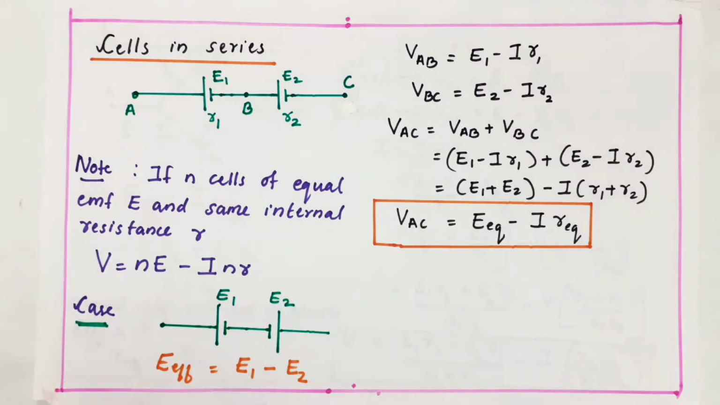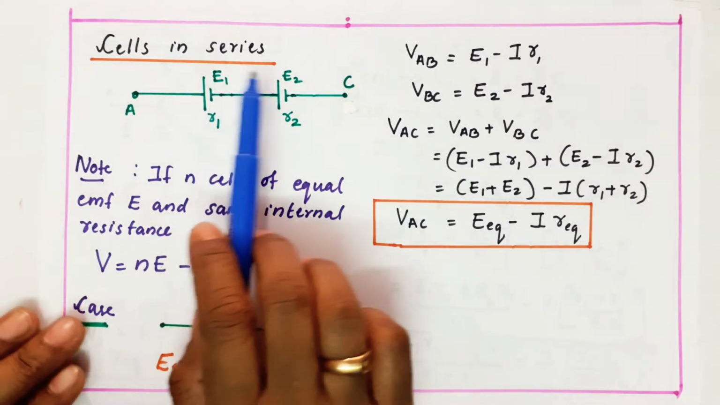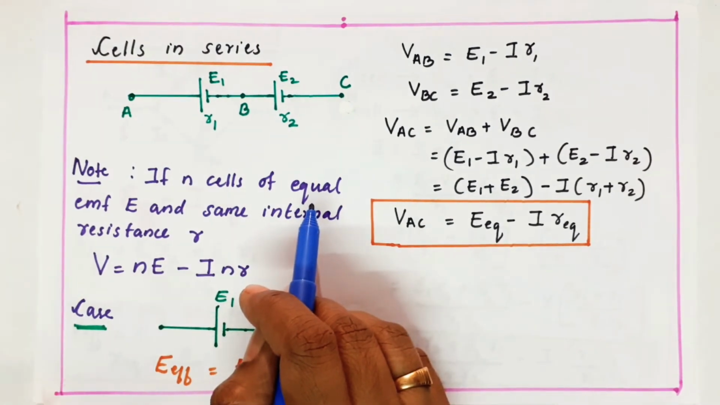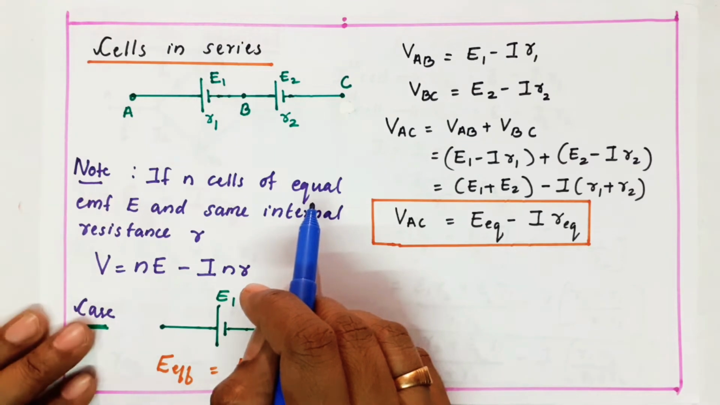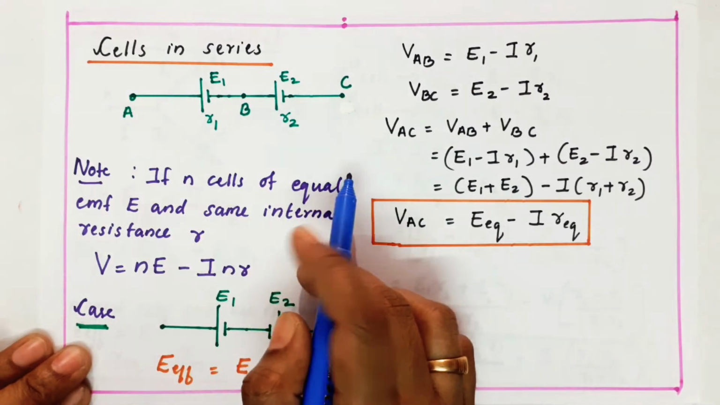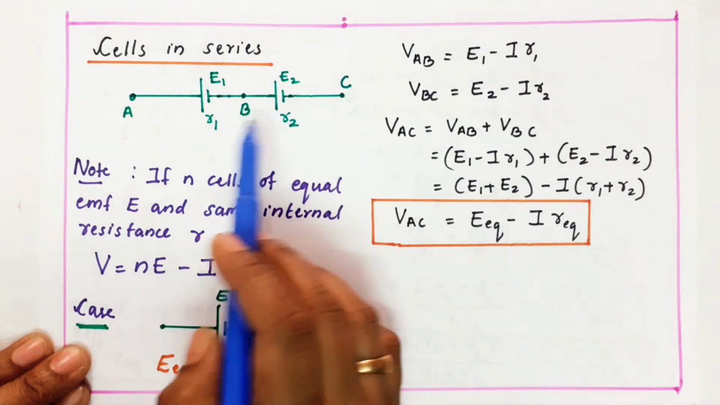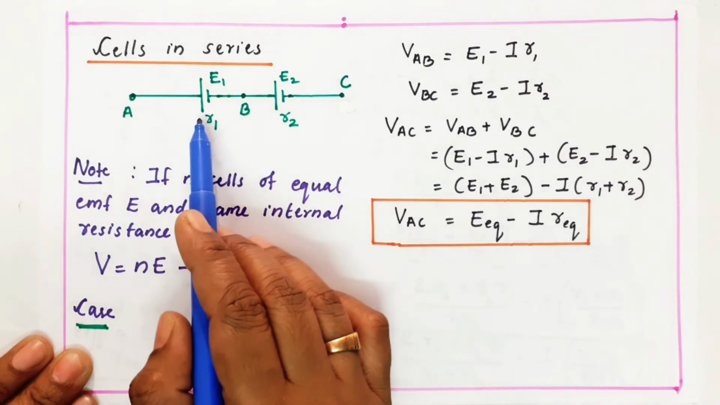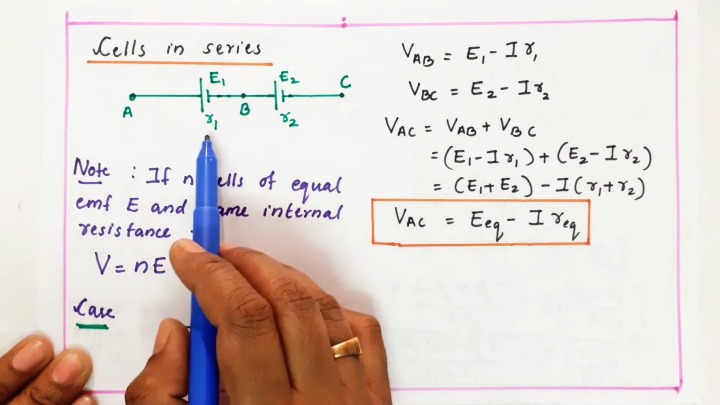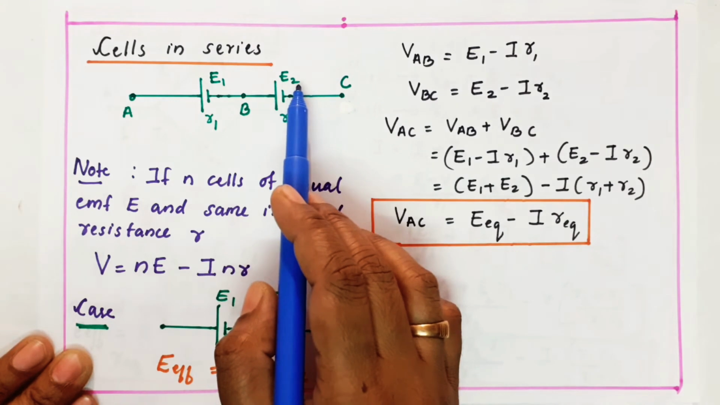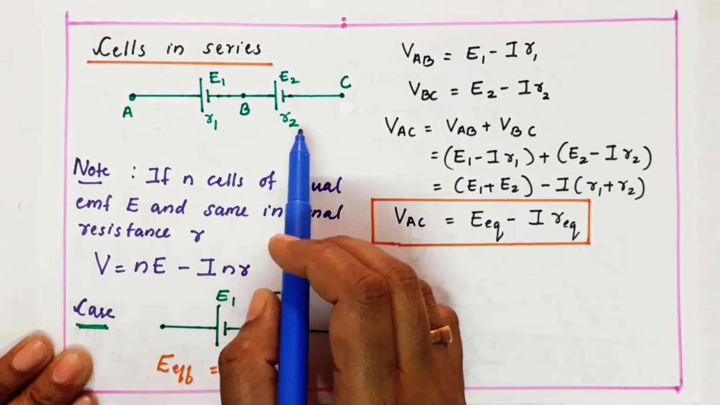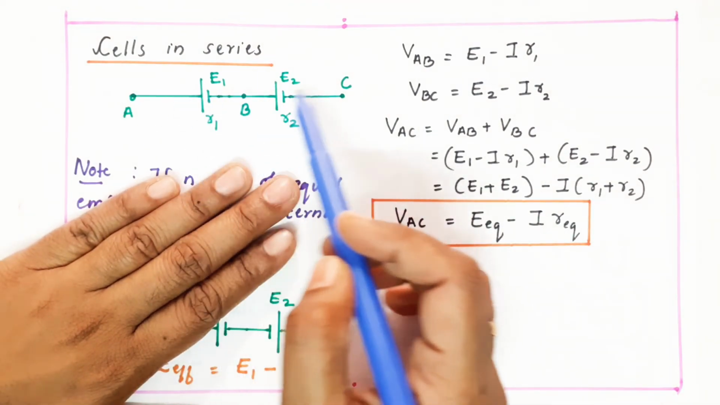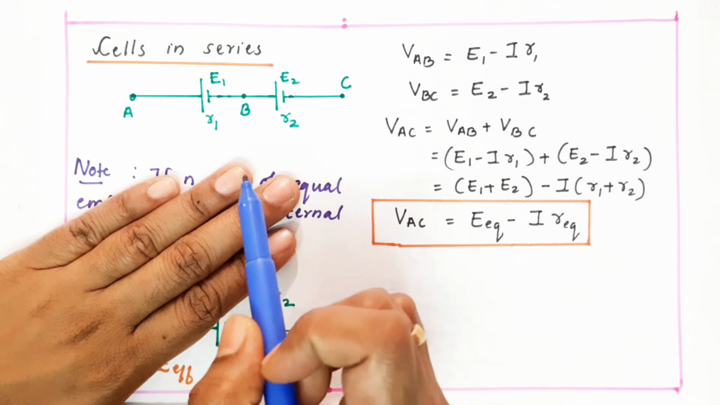The first case: how we can connect two cells in series. We already discussed how we can connect capacitors in series, and how we can connect resistors in series and parallel. Same like that, we can connect two cells also in series. See here, I am taking two cells, one of EMF E1, internal resistance R1, and another of EMF E2, internal resistance R2. First, I am going to find the potential difference of the full combination.